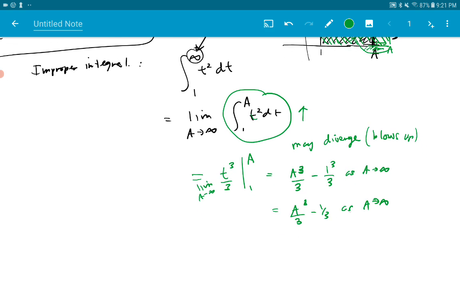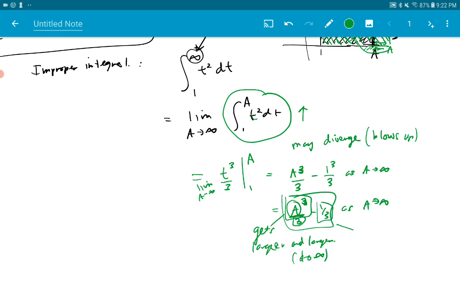Now think about this. If a is getting very large, and then we're cubing it, it'll get even larger. So this gets larger and larger. It doesn't approach any bound. In other words, it goes to infinity. And it doesn't matter that you're dividing by 3 and subtracting a third. The whole thing diverges to infinity.